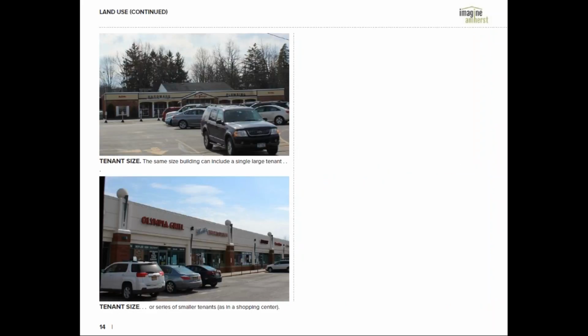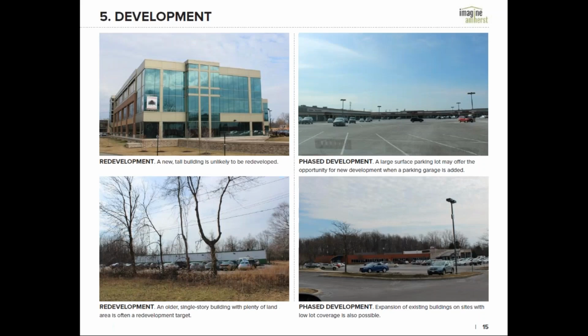Land use issues also relate to tenant sizes. In the upper image, you see a single tenant in one fairly large building, whereas in the lower image, a building of about the same size is occupied by multiple tenants. The question of how to manage those tenant sizes in the future is another question that the comprehensive plan and zoning changes could get at.